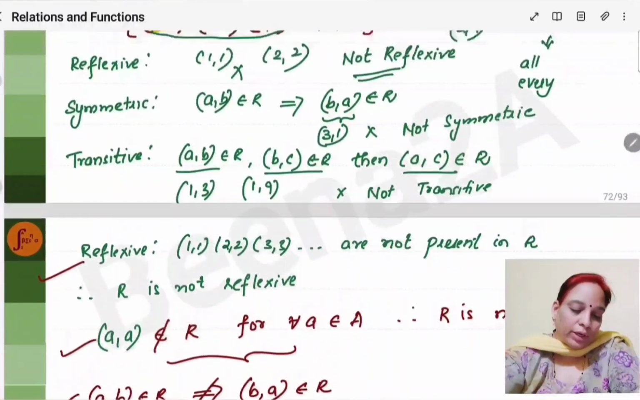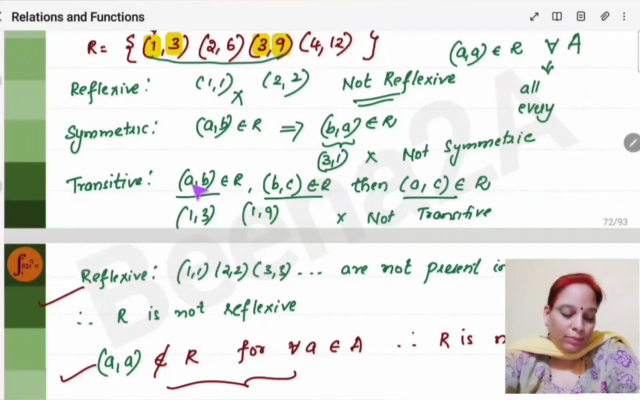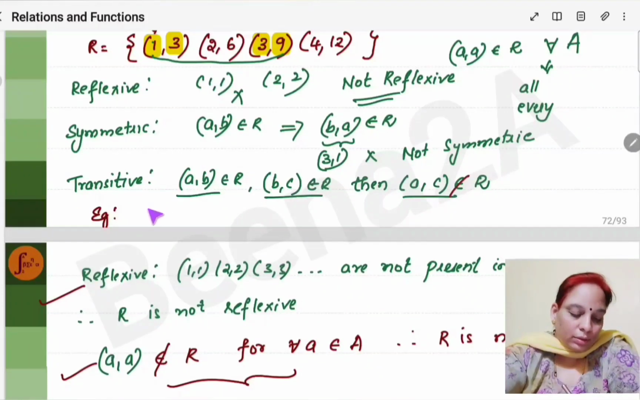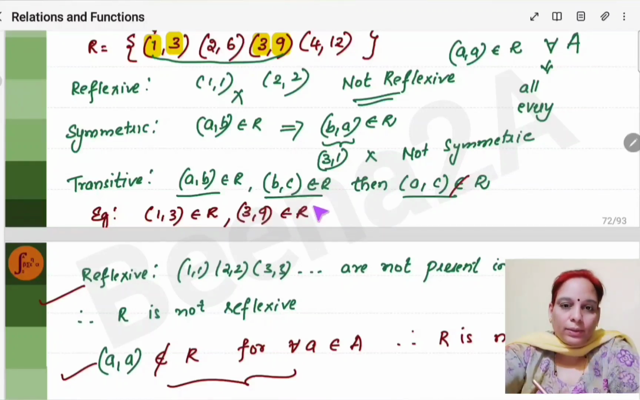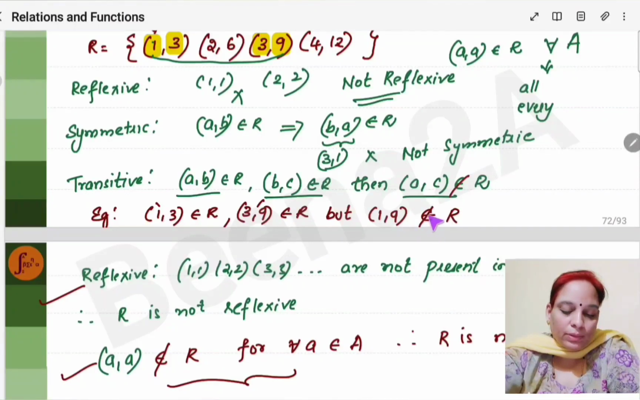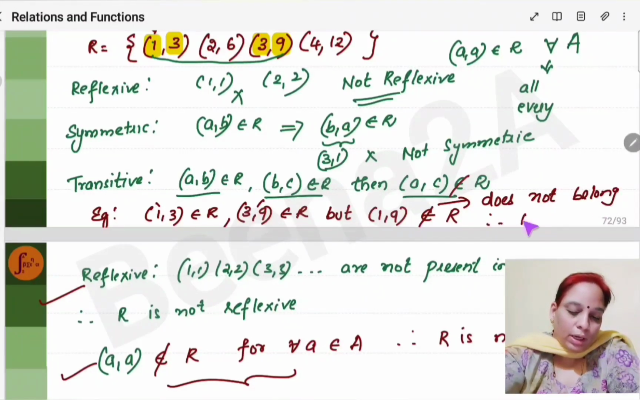Now, for transitive, how do you write? You can write it like this: (a, b) belongs to R, (b, c) belongs to R, but (a, c) does not belong to R. So, for example, (1, 3) belongs to R, (3, 9) belongs to R, but (1, 9) does not belong to R. This symbol indicates does not belong to R. Therefore, R is not transitive.